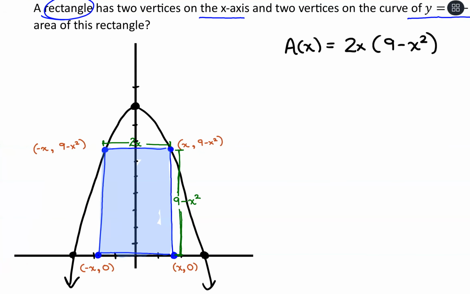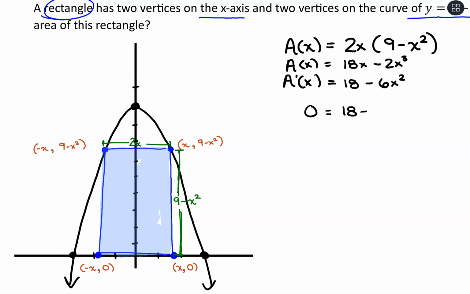Now, we want to maximize that area, so I'm going to take the derivative. I'm going to go ahead with the product rule here. Why not? But we could have multiplied that out. Let's multiply it out, it's one step. If I multiply that out, it would be 18x minus 2x cubed. So then the derivative will be 18 minus 6x squared, and we want to see where that is equal to 0. So 6x squared equals 18, which means x squared equals 3. Take the square root of both sides, and we have plus or minus root 3.